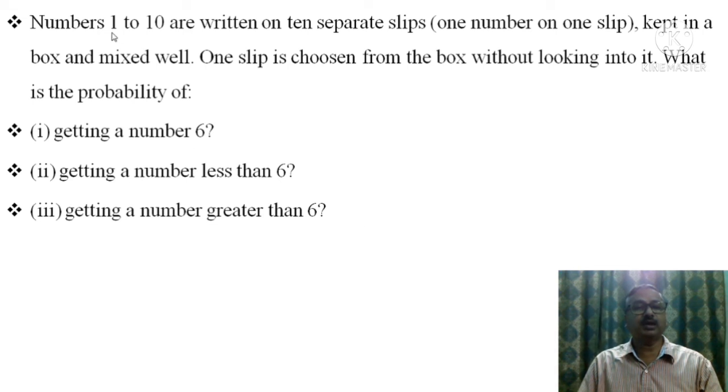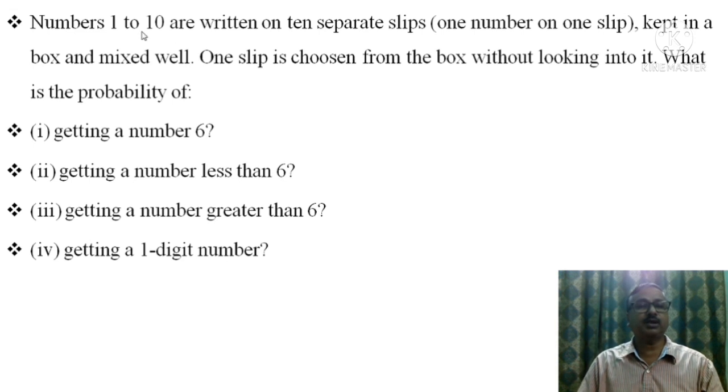That is, there are 10 slips with the numbers 1, 2, 3, 4 up to 10. And the fourth part is getting a one digit number. These are the 4 parts related to this question.